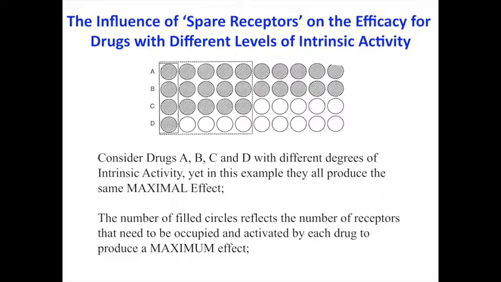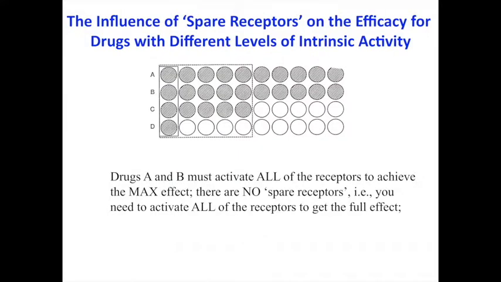How are we doing for time? So I've sort of touched on the spare receptors. This comes back to the spare receptors. Let's consider that we've got 4 drugs, and this is a picture out of Goodman and Gilman. I tried to soften the text a little bit and clarify it. Let's say drugs A, B, C, and D all work at the same receptor. They have different degrees of intrinsic activity, and they can all produce the same maximal effect. So this will be a system with some spare receptors. Let's say the number of filled circles represents the number of receptors you need to occupy by that drug to get the effect. So drug A has to occupy all 10 receptors to get the maximum effect.